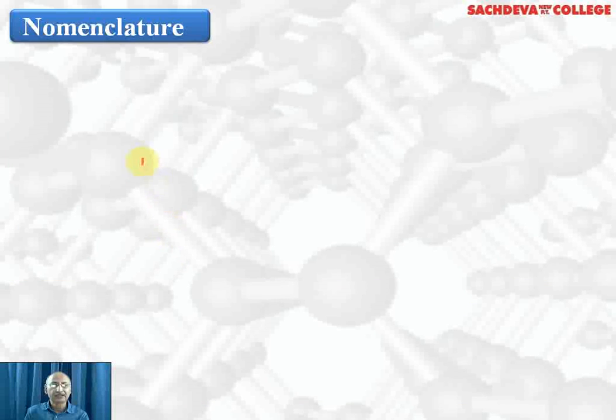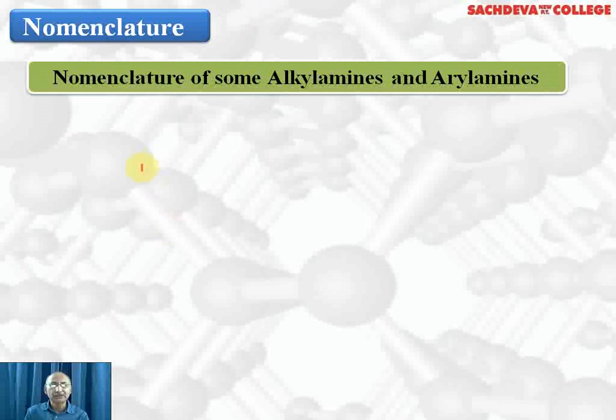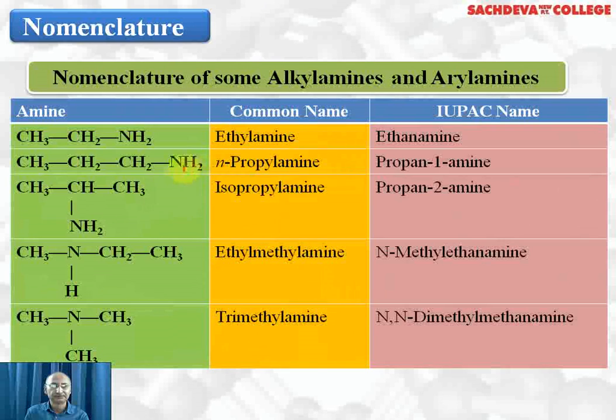Now we are starting with nomenclature. Nomenclature of some alkyl amines, that is aliphatic amines, and aryl amines, that is aromatic amines. The first compound is ethylamine. CH3CH2, there are two carbon atoms, so we call it ethylamine. IUPAC name is ethanamine. The second one is normal propylamine. Why normal propyl? Because it is a straight chain. IUPAC name propane-1-amine. Why? Because the amino group is attached to the first carbon.